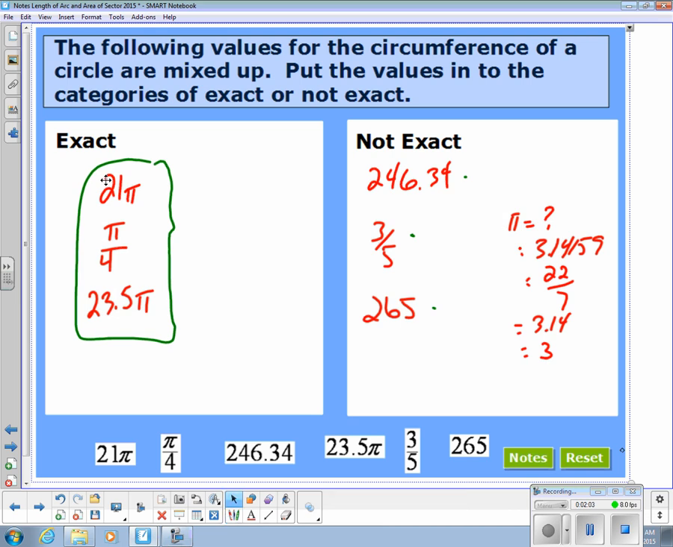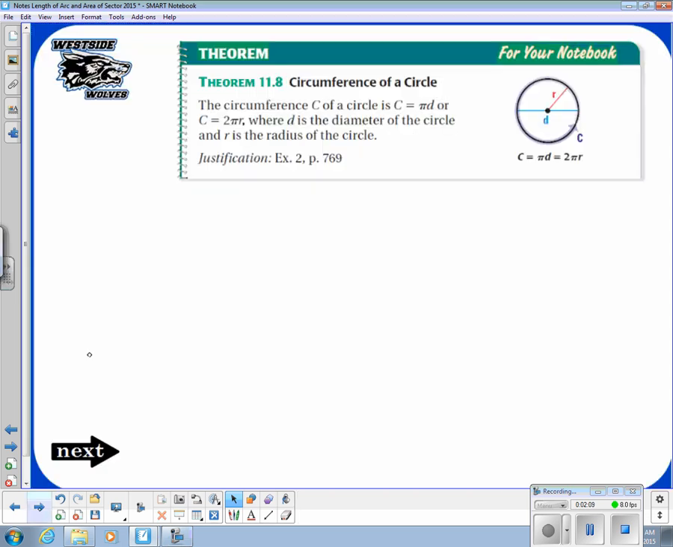A lot of our answers are going to be exact. We don't really want approximations. We want to be able to do this without a calculator if we have to. All right, so our first formula here is circumference is diameter times pi, or 2 pi r. How do you know which one to use? It depends on the situation and whether the problem gives you diameter or circumference. Remember that diameter is equal to 2 times the radius though.